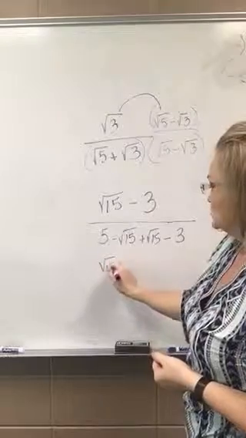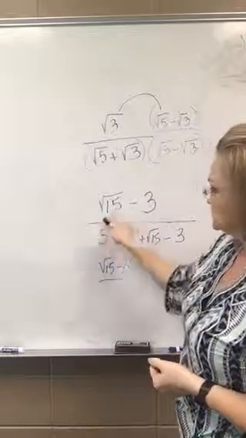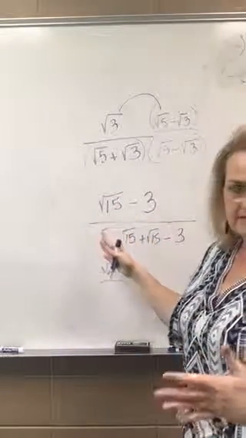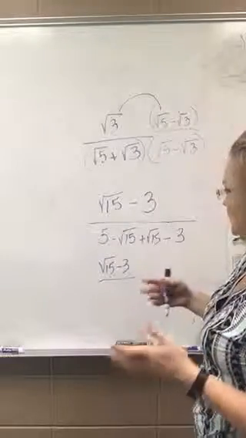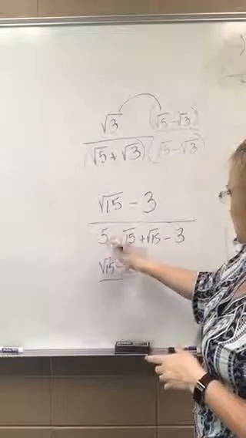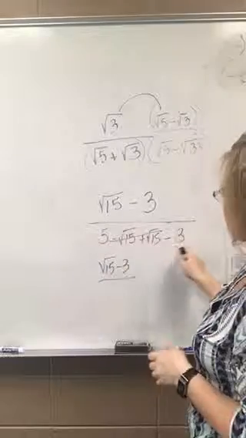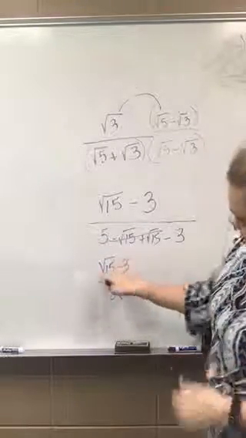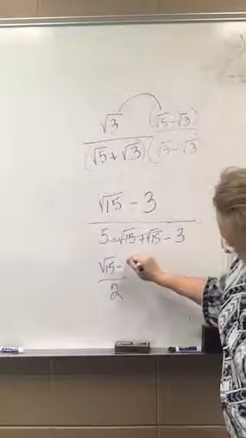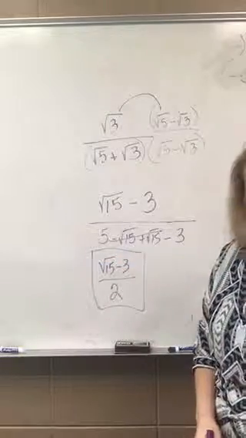This top will not reduce. Those are not like terms. There's no perfect radical inside of 15 that I can bring out of that and reduce. In the bottom, I have these canceling. 5 minus 3 is 2. There's no other thing that I could possibly do to reduce that, so then that is your final answer.